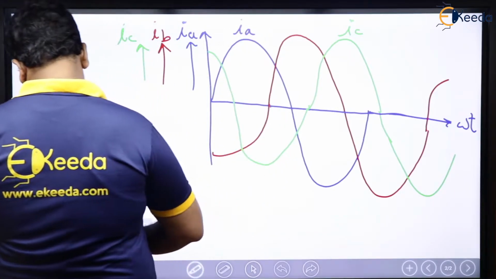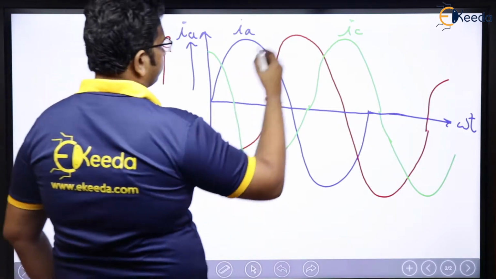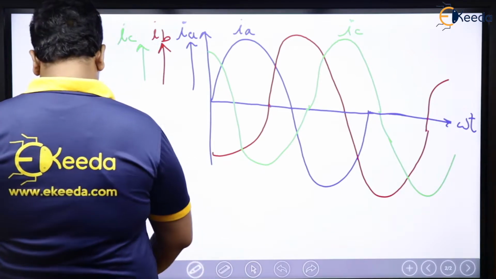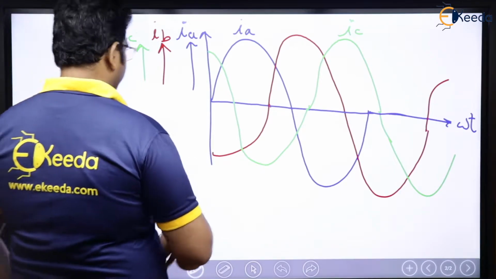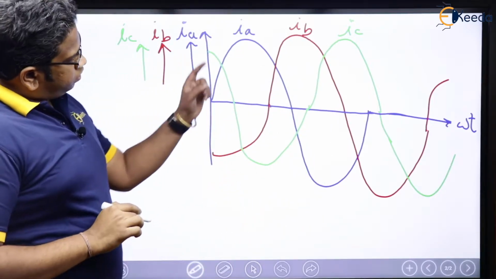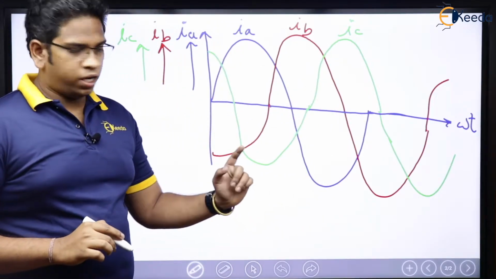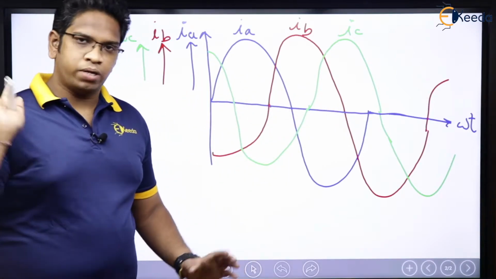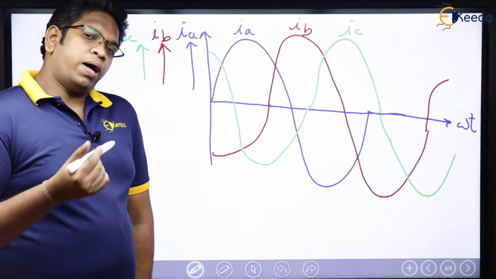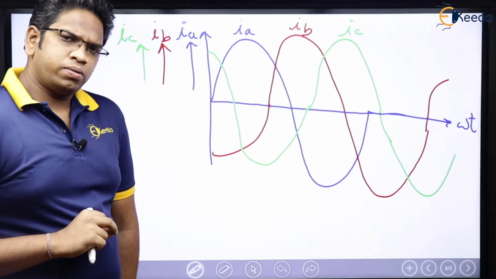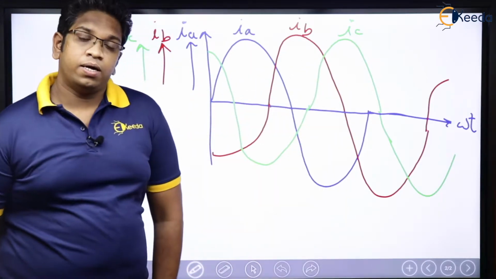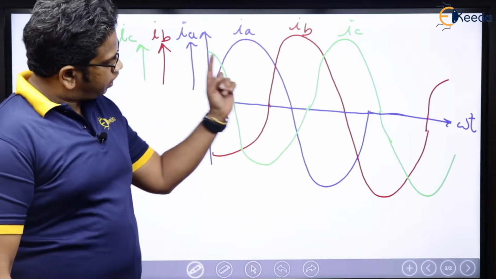IA, this is one. This is going to be IB. Now if you see, these are the three currents which are displaced in time, right? Now what I am saying is these three currents are balanced. What is the meaning of balanced? Balanced means their magnitudes are same. Their magnitudes are same. It means they are balanced.